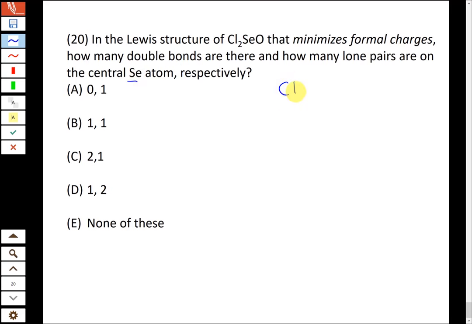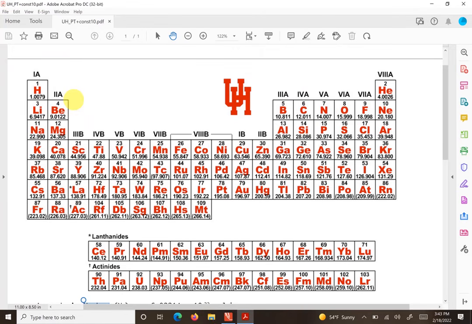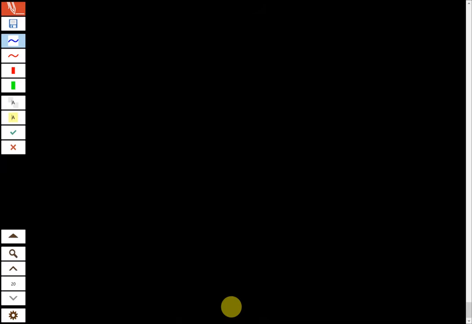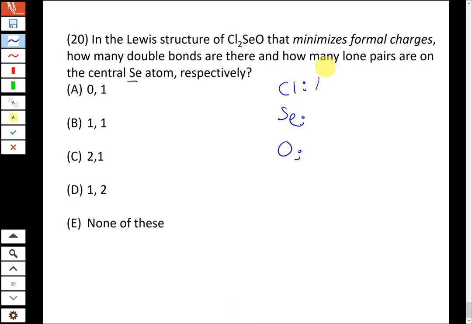The formula has chlorine, selenium, and oxygen, so we have to count the electrons. I don't expect you to know the periodic table off the top of your head, so if we go back to it, selenium is group 6, and so is oxygen, so both have 6 valence electrons. Chlorine is group 7, so it has 7 valence electrons for each chlorine. We have 2 chlorines, so 14 valence electrons from chlorine, 1 selenium with 6 valence electrons, and 1 oxygen, so another 6.